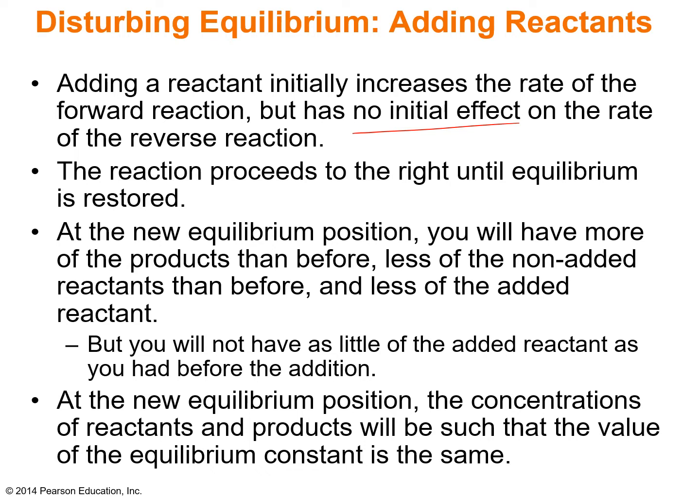At the new equilibrium position, you will have more of the products than before, less of the non-added reactants than before, and less of the added reactant. But you will not have as little of the reactant as you had before the addition. In other words, the reaction has taken care of that excess. At the new equilibrium position, the concentrations of reactants and products will be such that the value of the equilibrium constant is the same, right? It all goes back to that relationship.